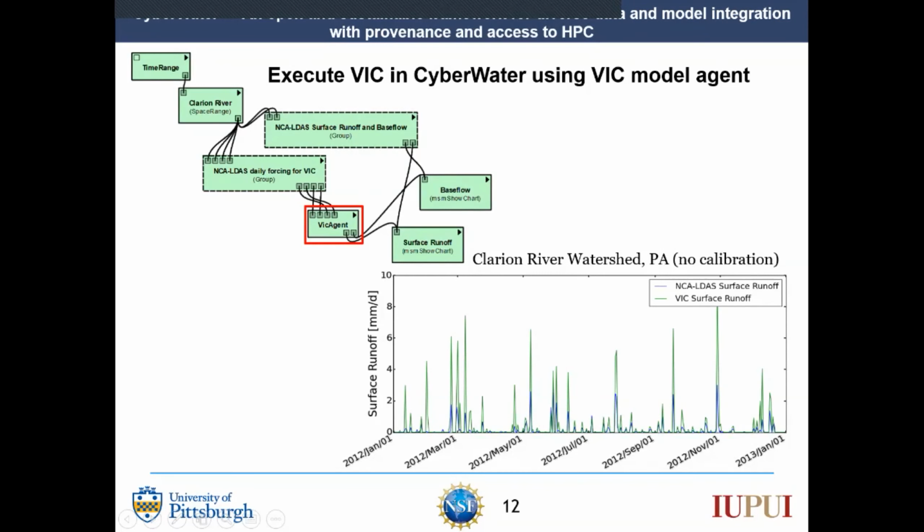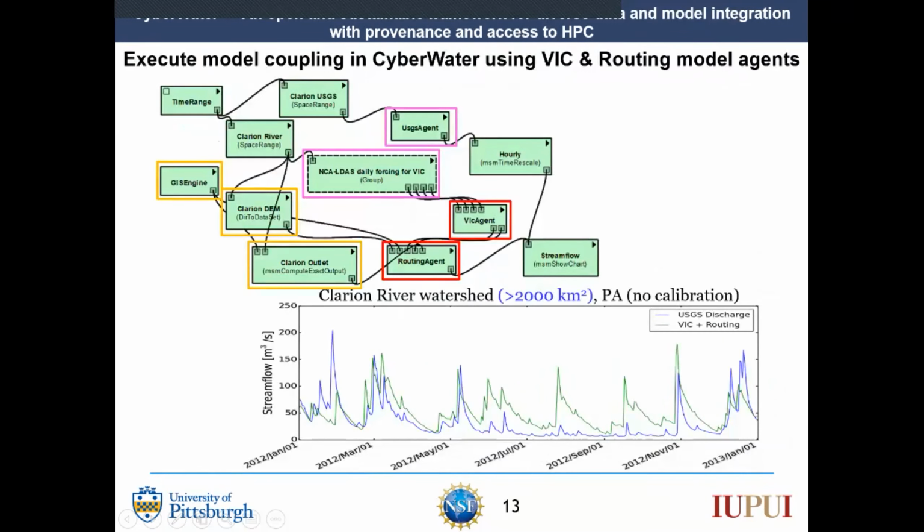In this case, you can output the results, for example, the surface runoff and subsurface runoff from VIC, for visualization using our visualization module. You can also compare the model result with other products. In this case, we compare the surface runoff with the NLDAS surface runoff, which is shown up here. This plot is obtained from this module. This is a result of running VIC without calibrating any model parameters, and this is for this watershed, which is about 2,000 square kilometers large.